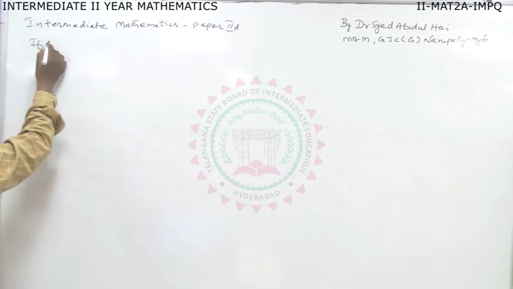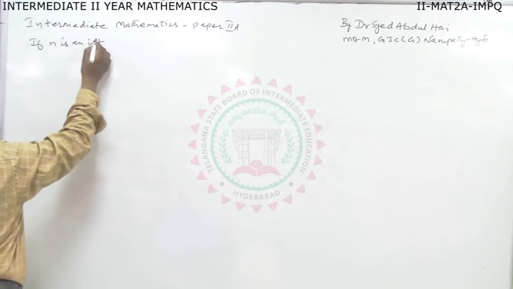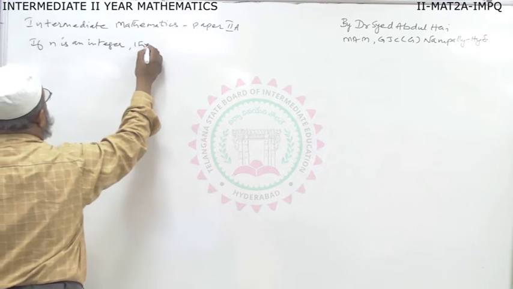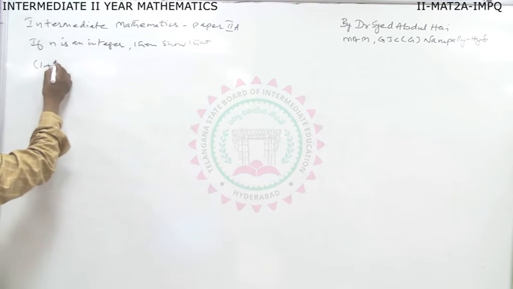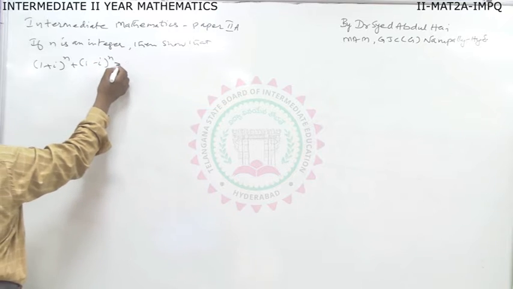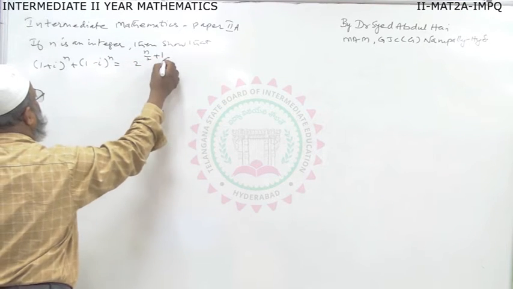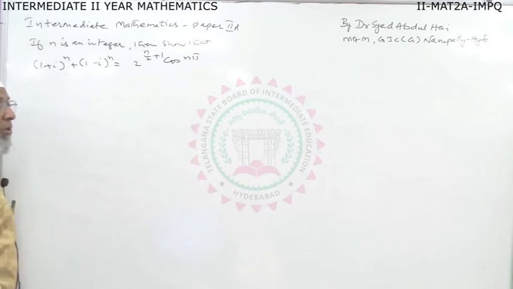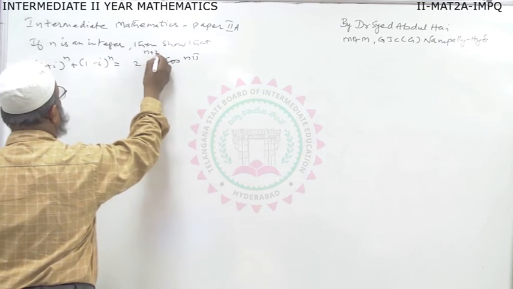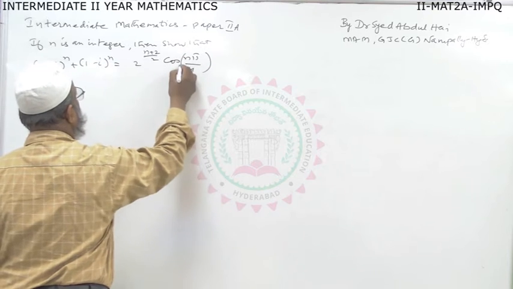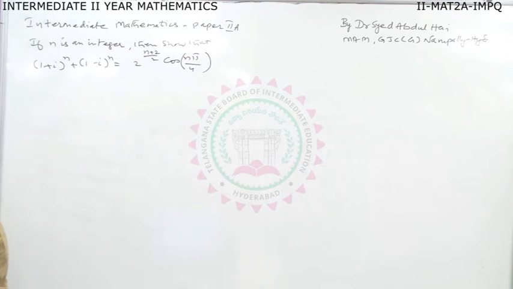If n is an integer, then show that 1 plus i whole power of n plus 1 minus i whole power of n is equal to 2 to the power of n plus 2 by 2 cos n pi by 4.